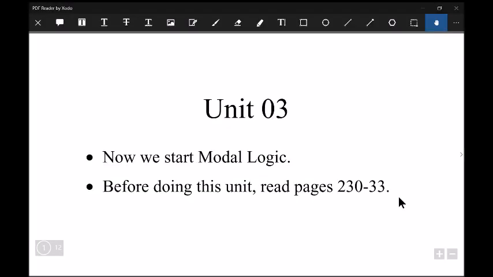Welcome to Unit 3. What do we do today? Well, we start modal logic, which is kind of a big section. And before you go through this unit, I suggest that you read 4 pages from our book.